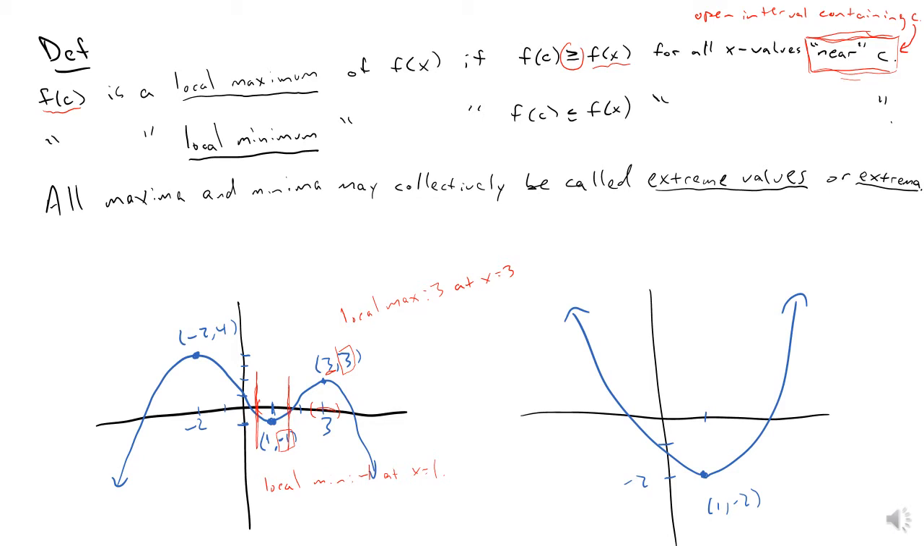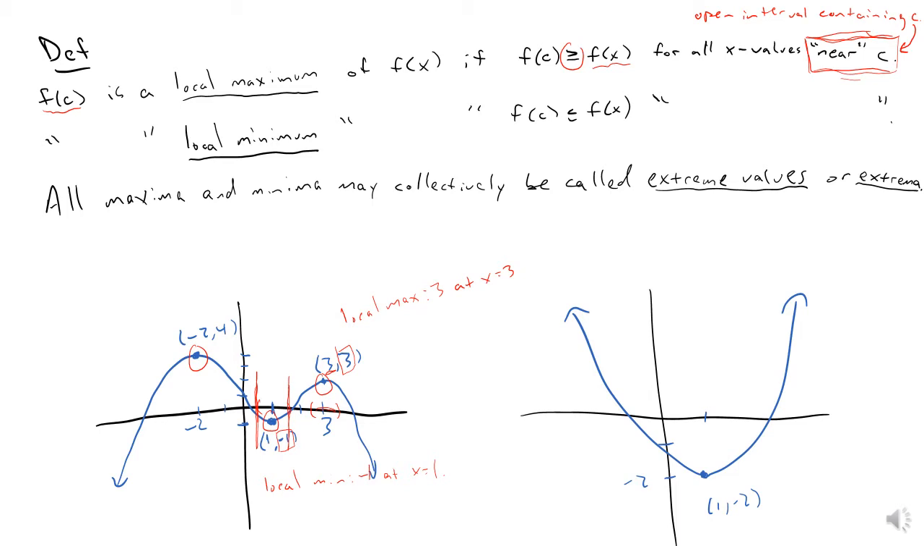So any of these places where we see high and low points, we can call them all max and mins, but we may need to be a little bit more specific. Sometimes we're dealing with an absolute max or absolute min. Sometimes we're dealing with a local max or local min. Now, this collection of all maxima and minima, you can collectively call them extreme values.